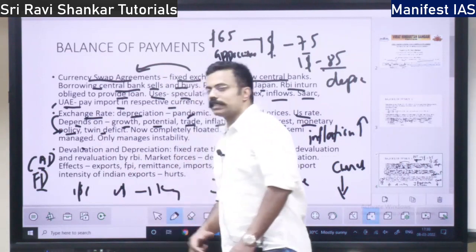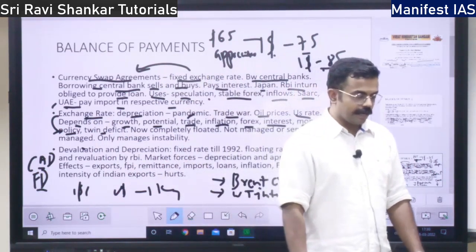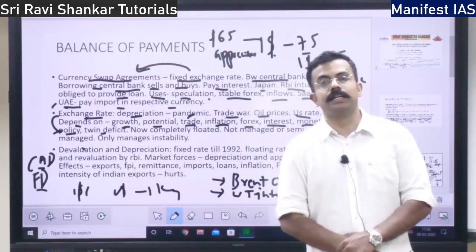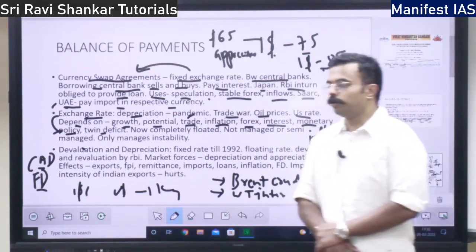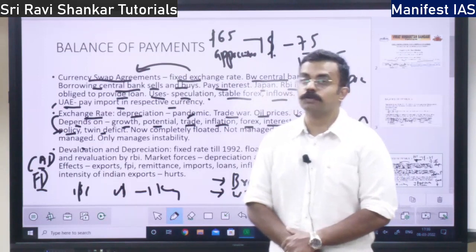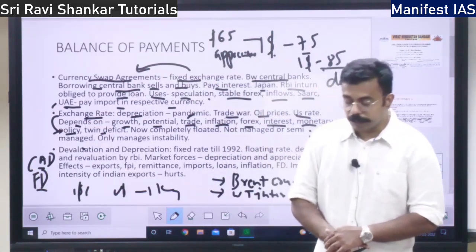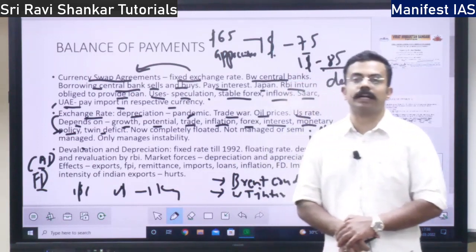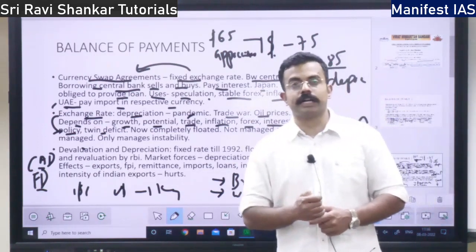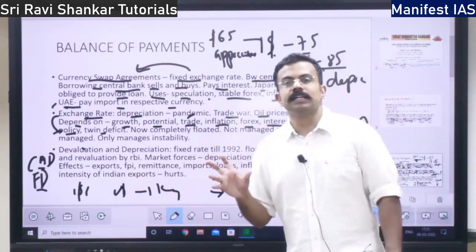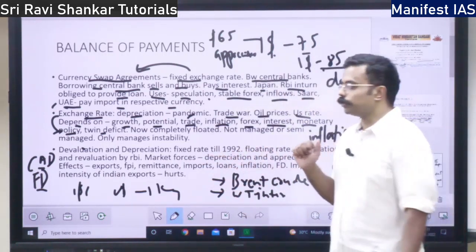Now the rupee is completely floated. See, earlier the rupee was managed. The rupee was called a pegged currency. Pegged currency means the rupee exchange rate was determined by the RBI. Now it is not a pegged currency, it is completely floated. What do you mean by completely floated? It means the price of the rupee is determined by the market forces, right?